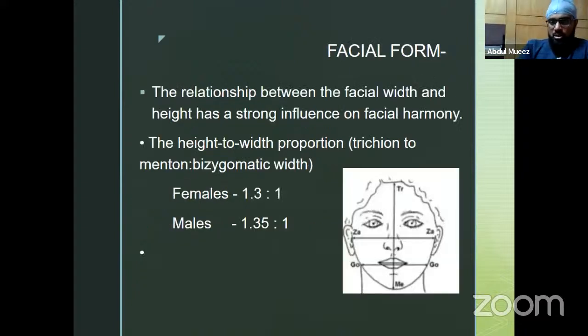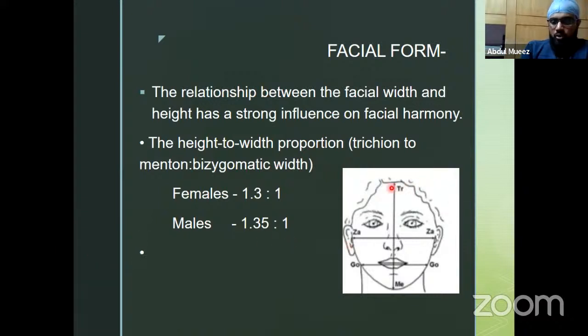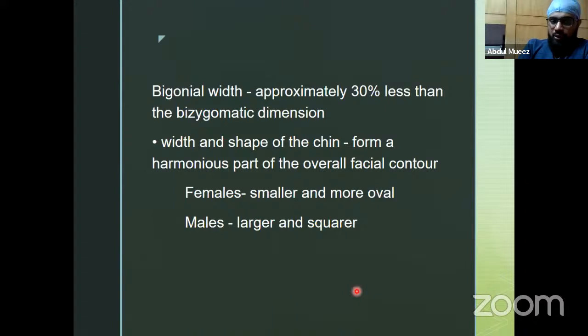In a facial form, the relationship between the facial width and height has a strong influence on facial harmony. The height to width proportion is measured from the trichion to the menton, against the zygomatic width. Usually in females it is 1.3:1, whereas in males it is 1.35:1. The gonial width is approximately 30% less than that.